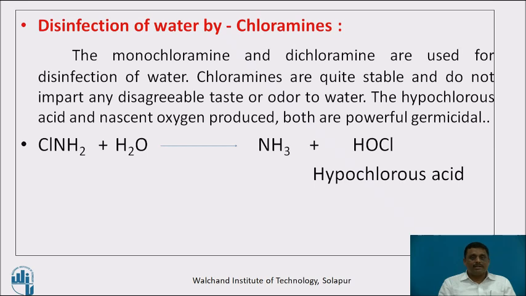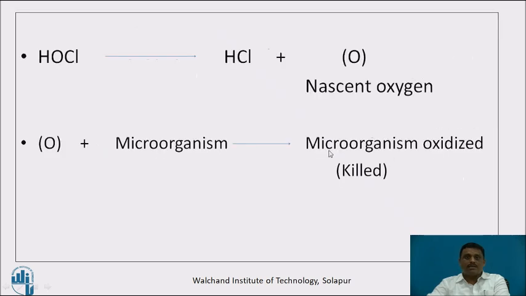Now here we'll learn the second method, that is disinfection of water by using chloramines. The monochloramine and dichloramine are used for disinfection of water. Chloramines are quite stable and do not impart any disagreeable taste or odor to water. The hypochlorous acid and nascent oxygen produced are both powerful germicides. The same we have shown with the help of the reaction. This is the monochloramine. This is the infected water. As a reaction, it produces ammonia gas and hypochlorous acid, which is unstable. In the next step, what happened? This hypochlorous acid dissociates as HCl and nascent oxygen, and nascent oxygen actively kills the microorganisms. In this way, the microorganisms get removed from the water. This is the second method we have learned, which is carried out by using chloramines.